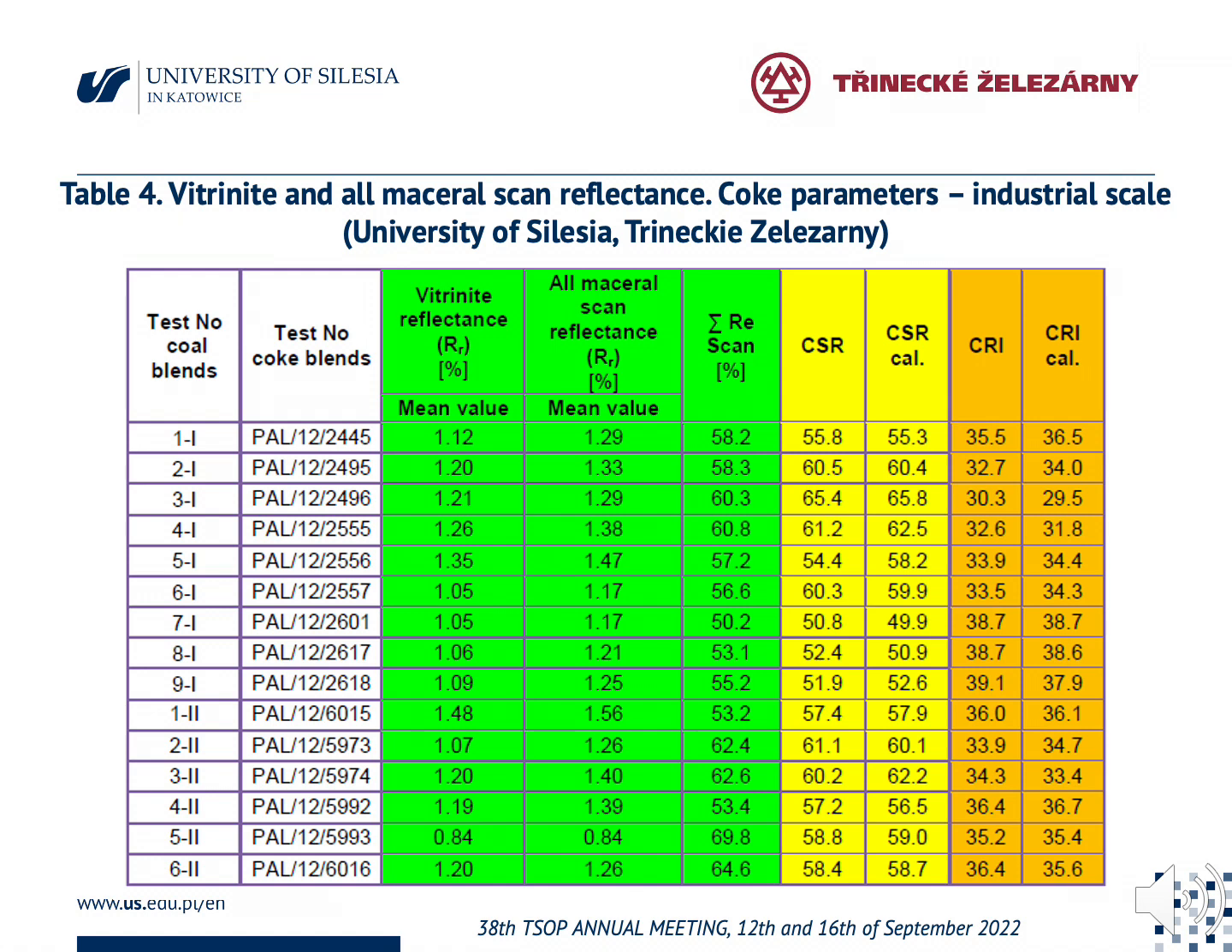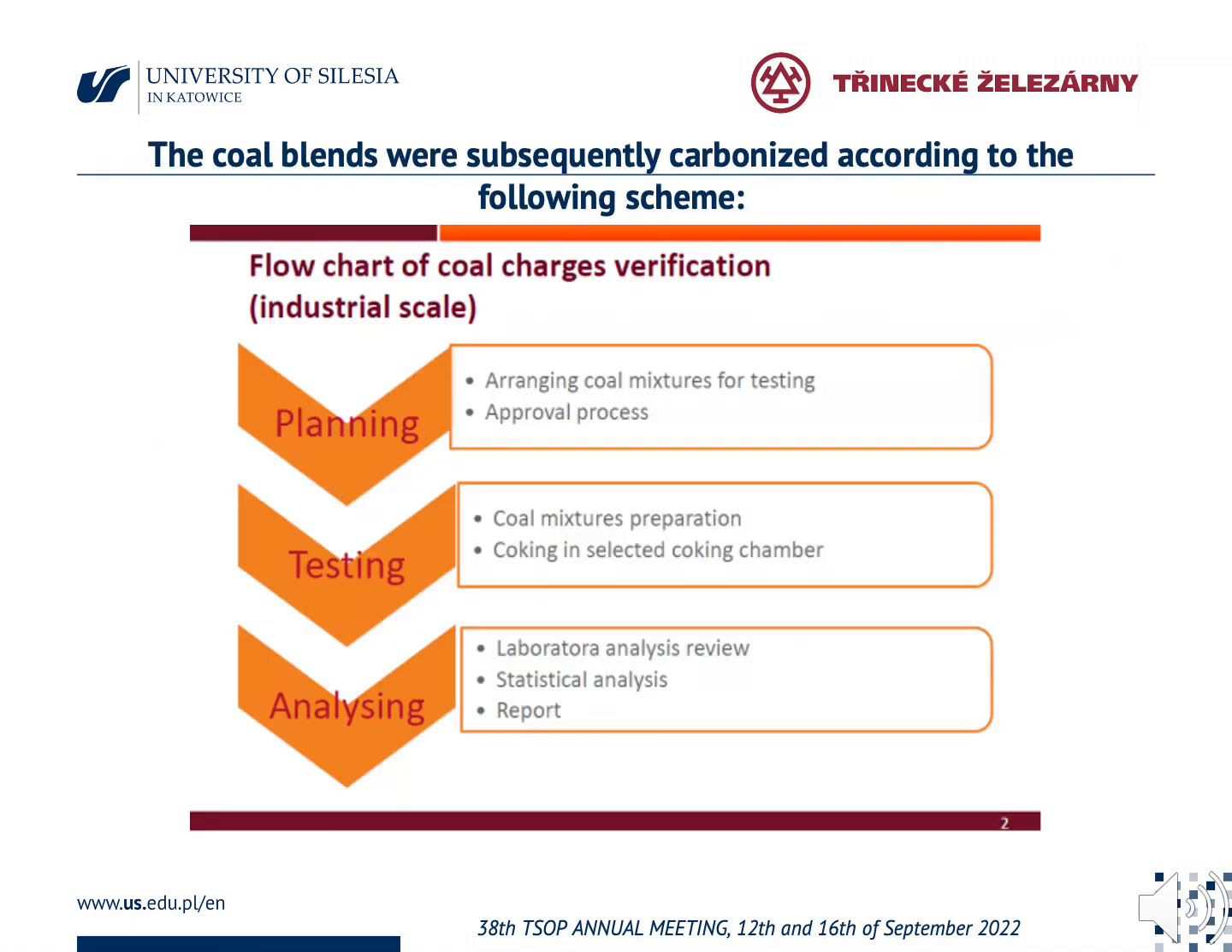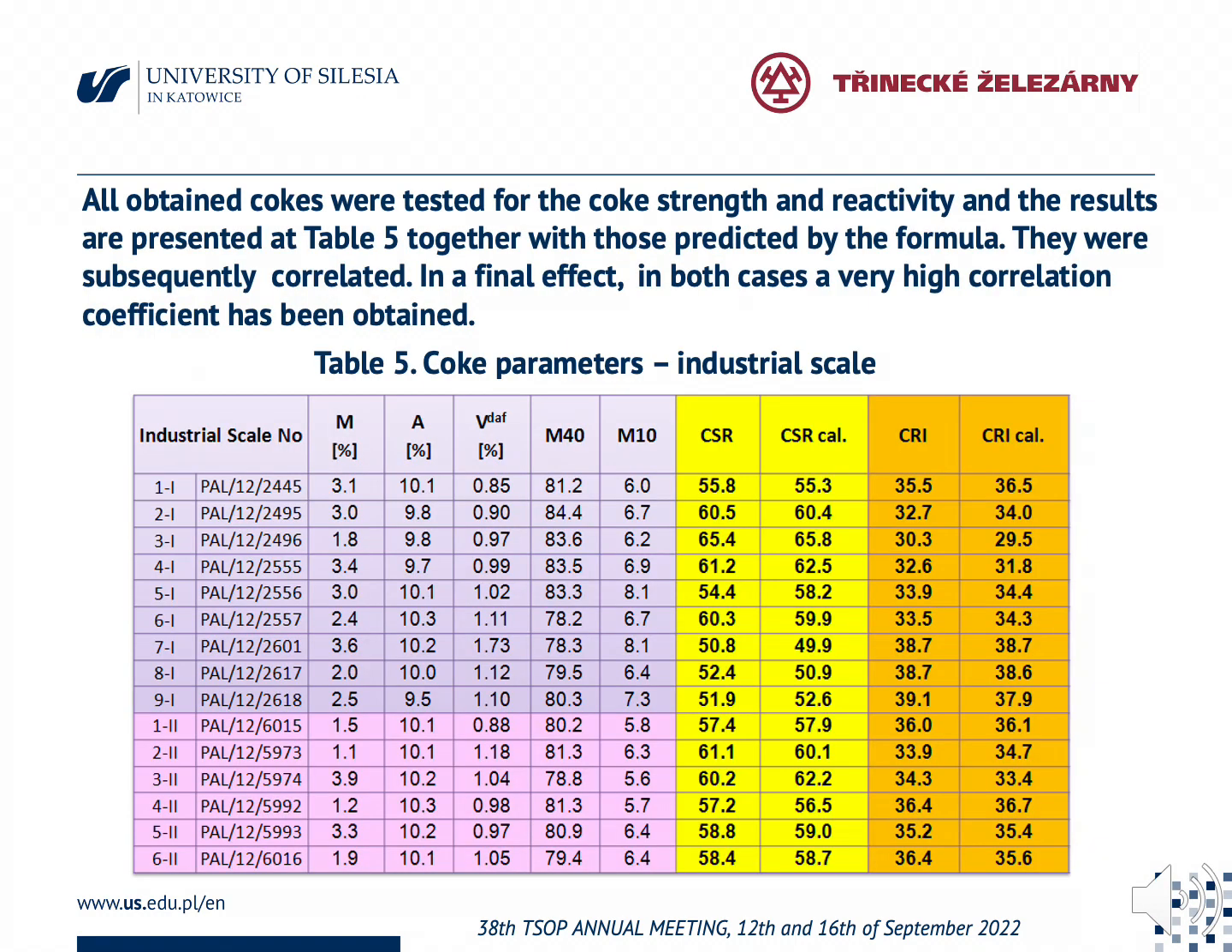Both petrographic and selected plastic values were applied in the regression formula for prediction of coke strength and reactivity. The obtained results have proved that both test and calculated CRI and CSR values are very close. This gives an impulse to carry out tests on the full industrial scale. In the third step, the procedures took place again at Trzyniecke Żelazarnie coking plants according to the schedule given below. The discussed coke characteristics are as follows.